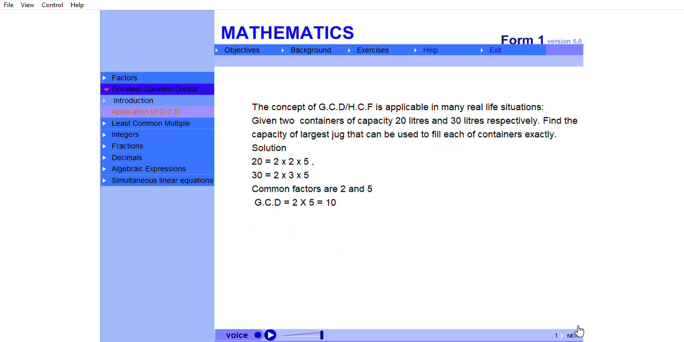Solution. 20 is equal to 2 multiplied by 2 multiplied by 5. 30 is equal to 2 multiplied by 3 multiplied by 5. Common factors are 2 and 5. GCD is equal to 2 multiplied by 5, which is equal to 10.